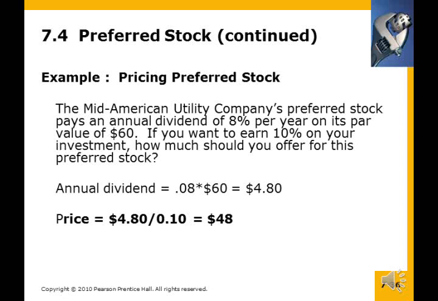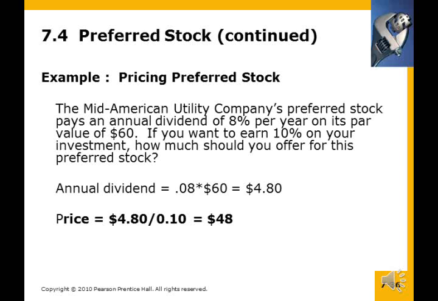This is an example on preferred stocks. The Mid-American Utility Company preferred stock pays an annual dividend of 8% per year on its par value of $60. Okay? Concentrate here. The par value of stocks, not 1,000. The par value of preferred stocks can be 60, 50, 40, not 1,000 like bonds. If you want to earn 10% on your investment, how much should you offer for this preferred stocks?